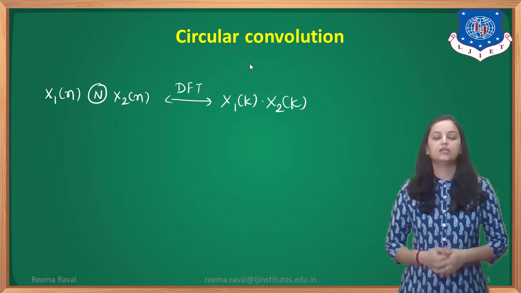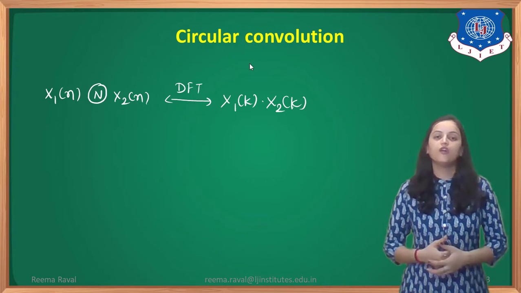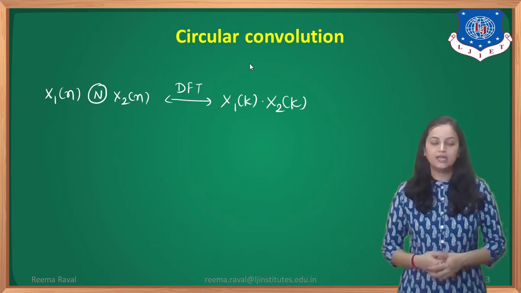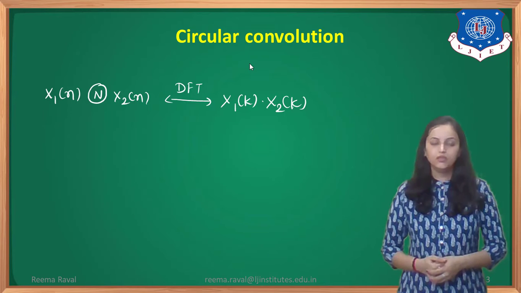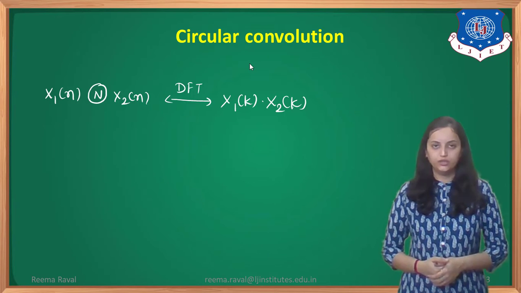So here we have seen the basic properties of DFT. These properties may be used to solve the examples of DFT, and its statements are very important to understand and to remember for all of you. Now, in the next session, we are going to start the examples for circular convolution.